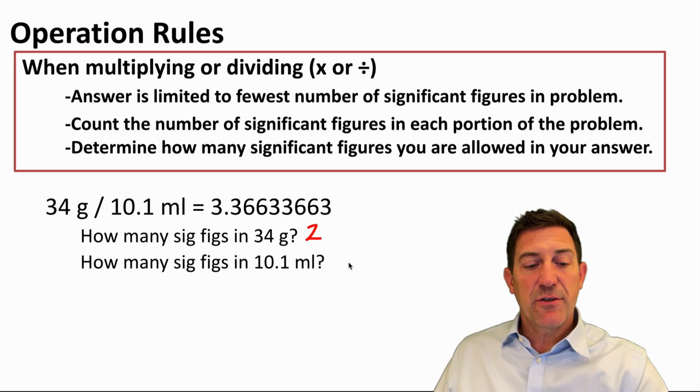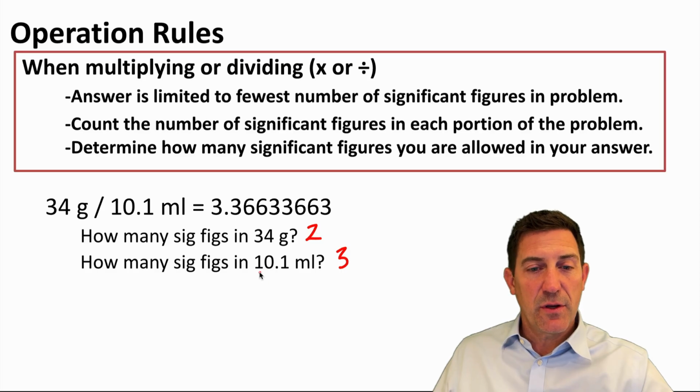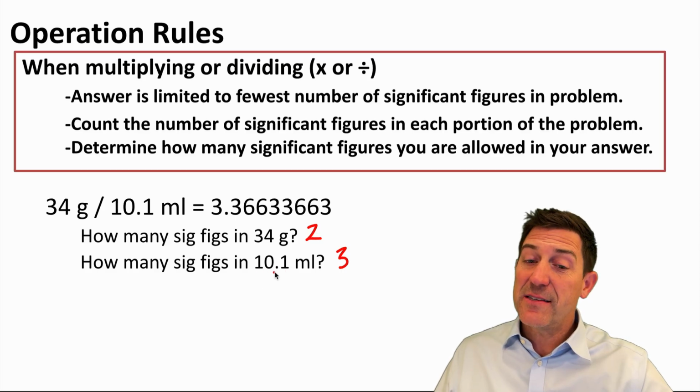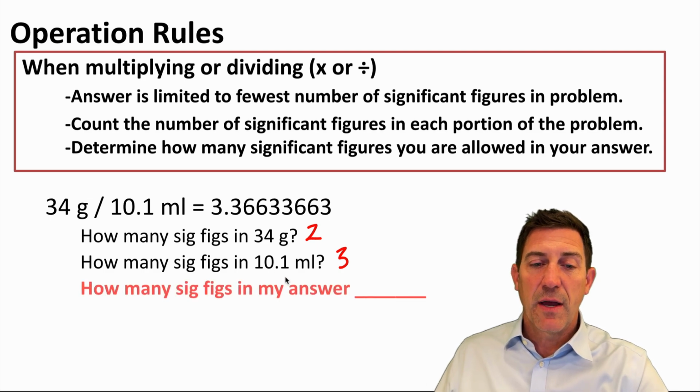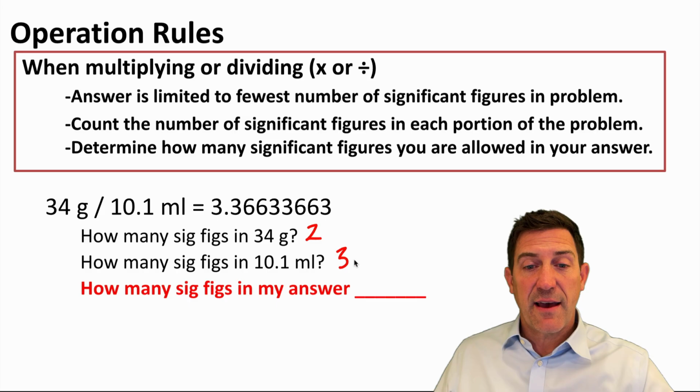How many significant figures in 10.1? There are 3. Now let me show them to you. There's one, and this 0 is called a trapped 0. That is a significant figure. So we have 3 significant figures in that problem. How many significant figures then do I get to have in my final answer?